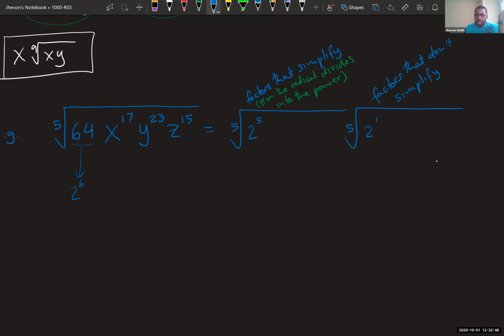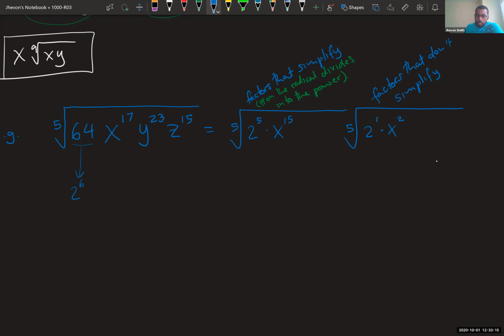Right, so that's the first thing. Now what about the x's? I have x to the 17th. Break that up so that one is simplifiable, one is not. You could do x to the 15 and x to the 2, right? The sum is 17, and 15 is the largest part of that sum that's possible that I can simplify.